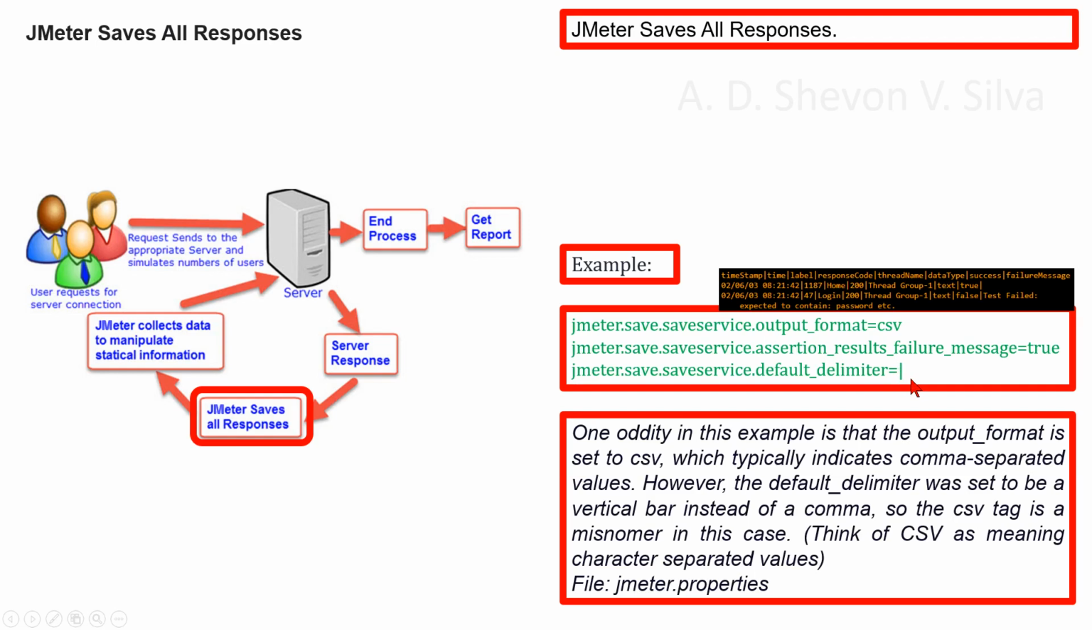The one oddity in this example is that output_format is set to CSV, which typically indicates comma separated values. However, the default delimiter was set to be a vertical bar instead of comma, so the CSV tag is a misnomer in this case. Think of CSV as meaning character separated values.